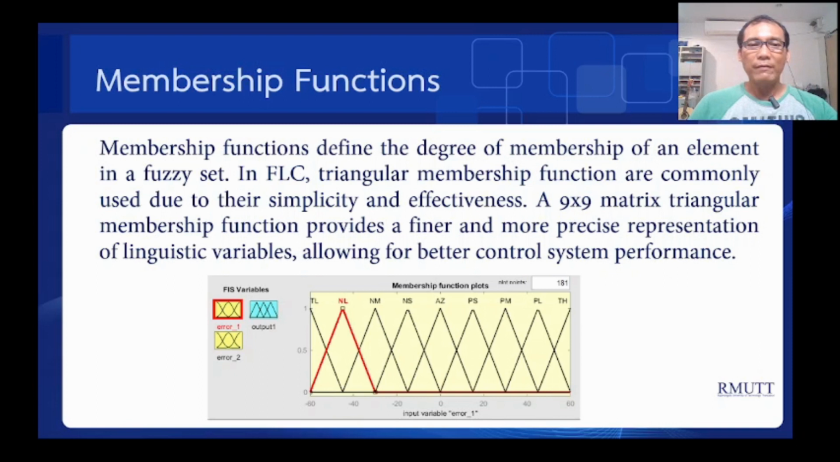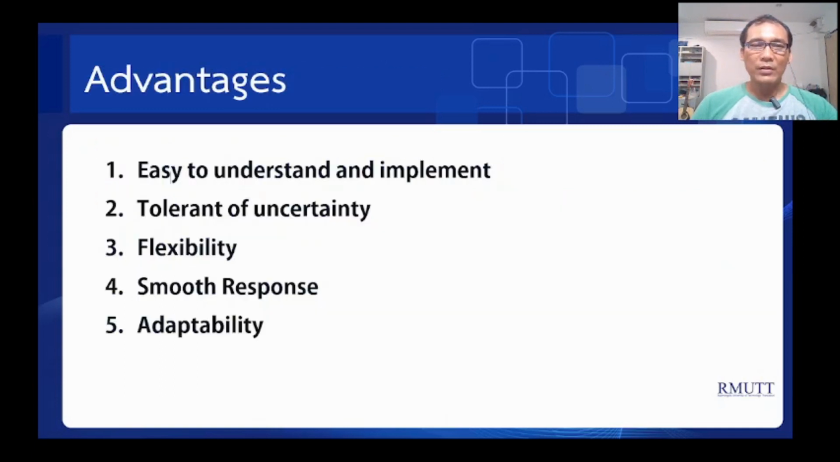The membership function defines the degree of membership of an element in a fuzzy set. In FLC, triangular membership functions are commonly used due to their simplicity and effectiveness. A 9x9 metric triangular membership function provides a finer and more precise representation of linguistic variables, allowing for better control system performance. So here are the advantages of fuzzy logic control.